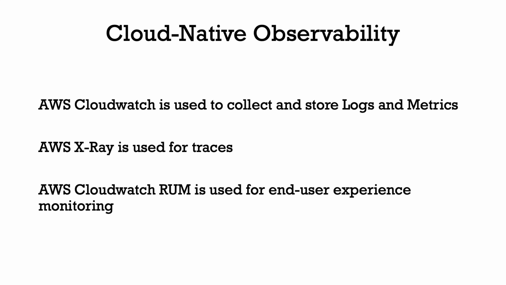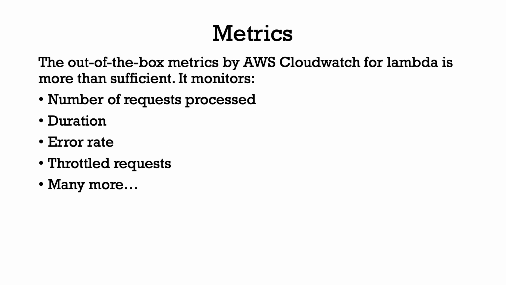AWS CloudWatch is going to be used to collect and store logs and metrics. AWS X-Ray is going to be used for traces. In addition, AWS CloudWatch RUM, the real user monitoring, is used for end user experience monitoring. When it comes to metrics, the out-of-the-box metrics provided by AWS CloudWatch for Lambda are more than sufficient. It monitors number of requests processed, duration, error rate, and throttled requests, and a few other metrics.